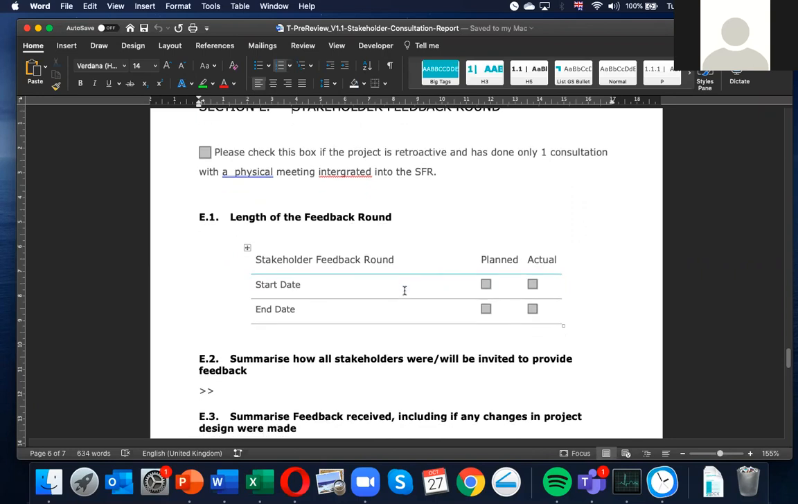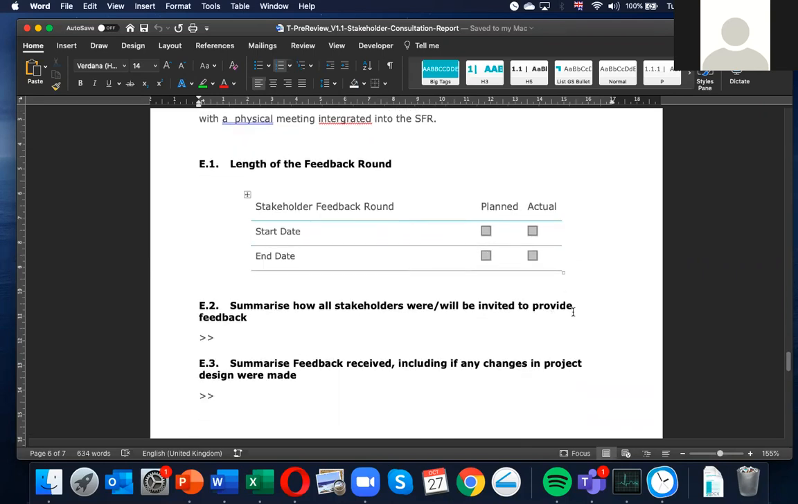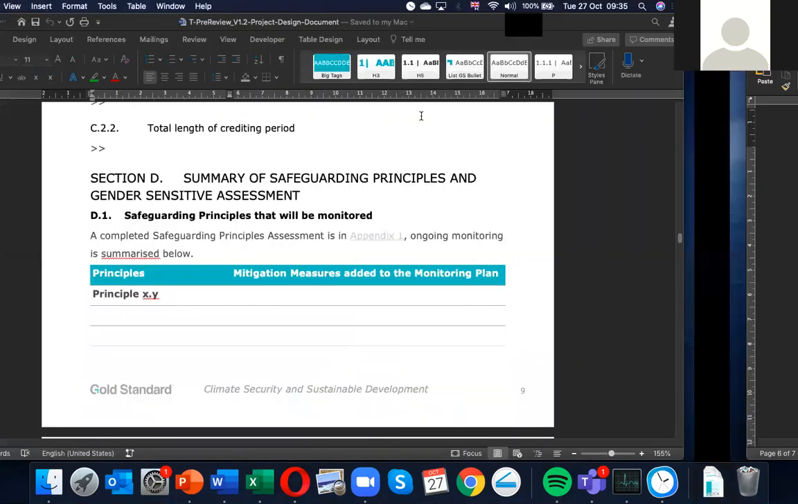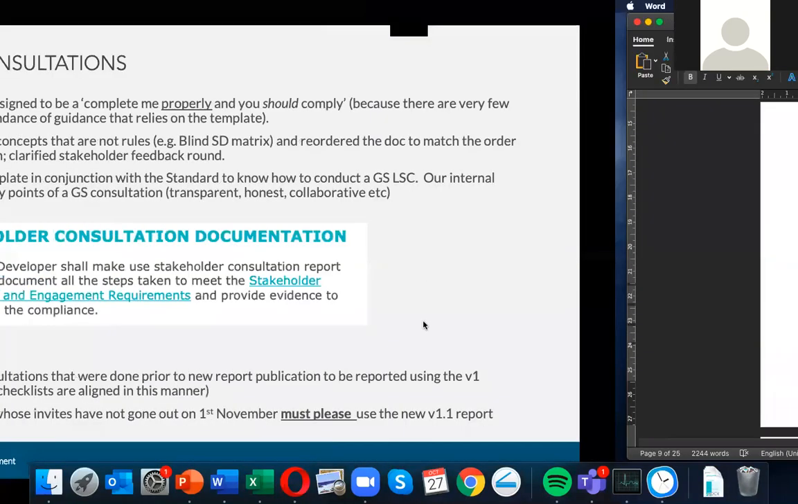So the stakeholder feedback round, as does the stakeholder itself, needs to be for a reasonable amount of time. And so hopefully that provides a bit more guidance on what we're looking for with the stakeholder feedback round. I'm just going to go back to the presentation.